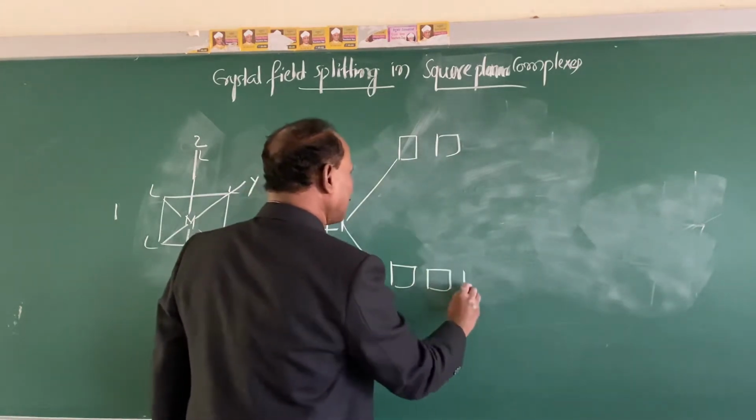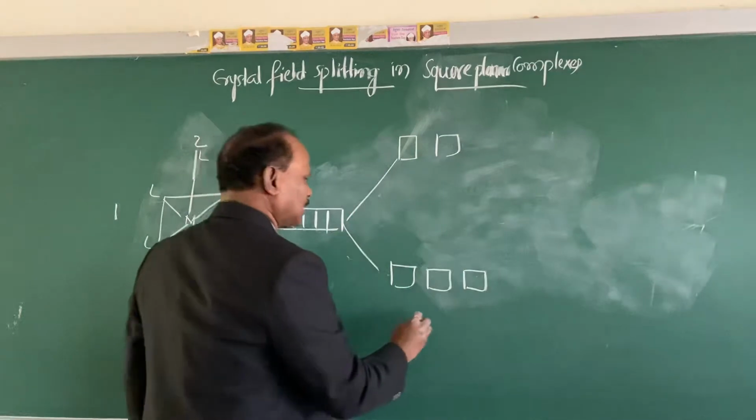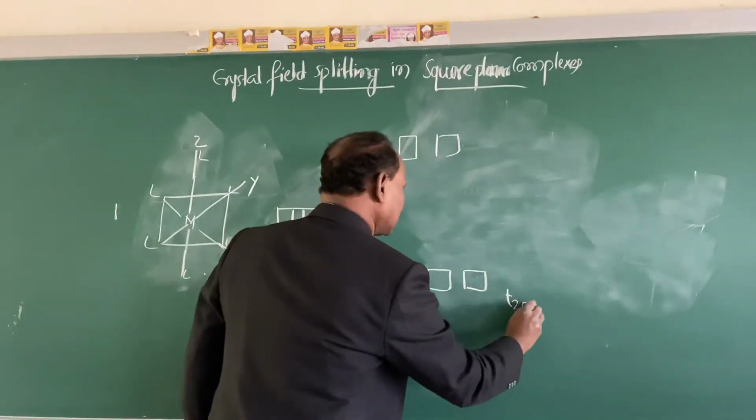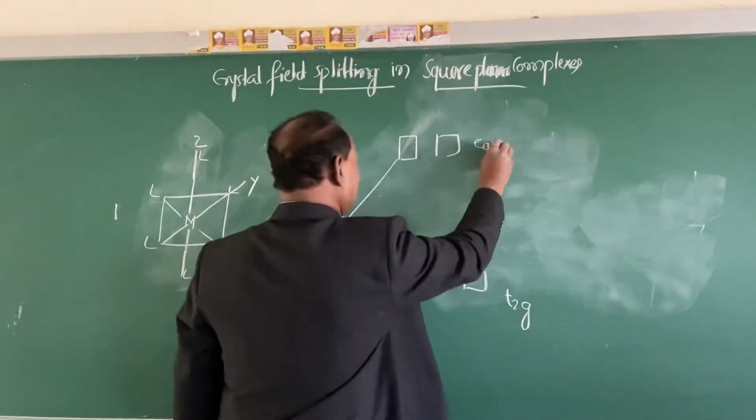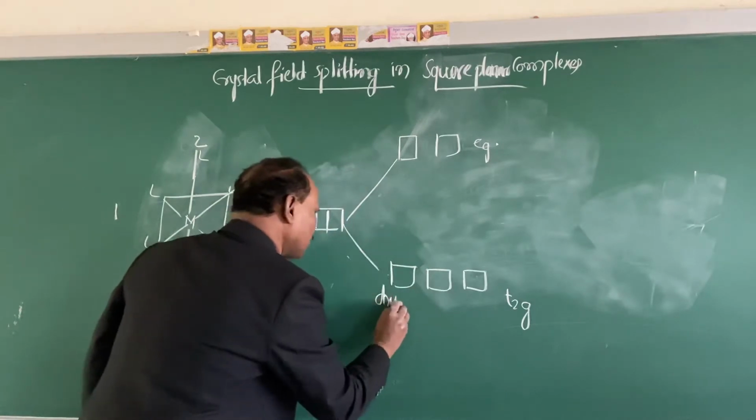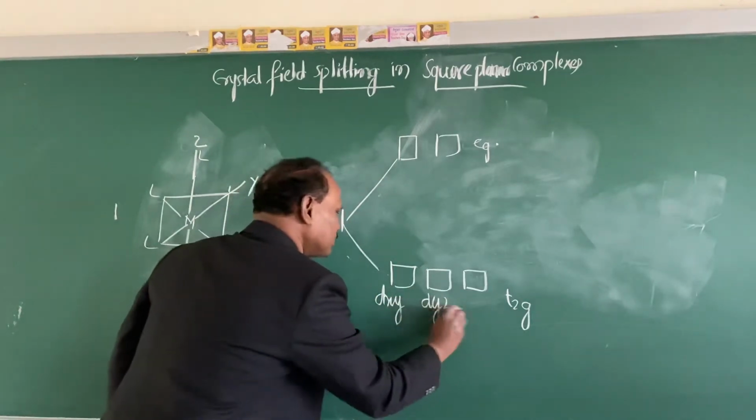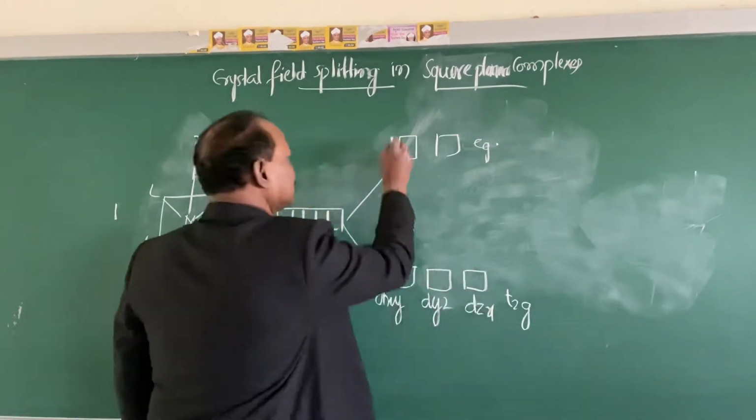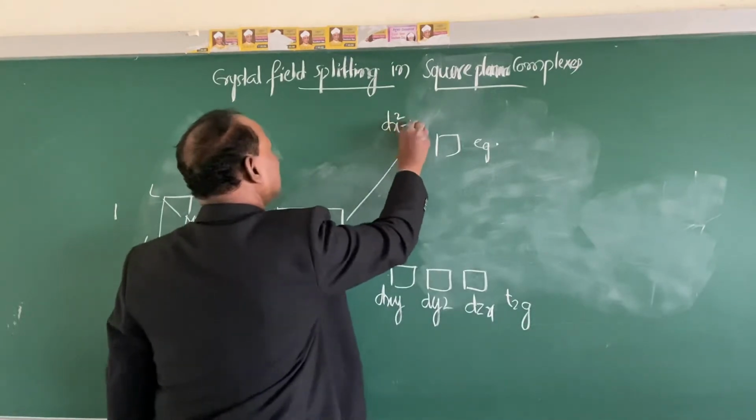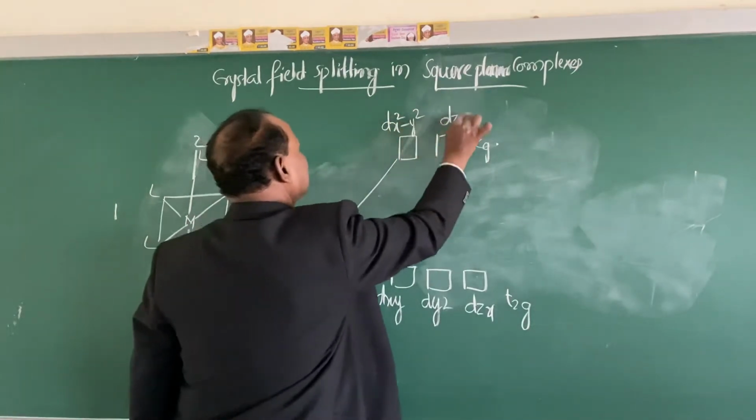So in case of the octahedral complexes, the splitting is like this. These are t2g orbitals and these are eg orbitals: dxy, dyz, and dzx. This is dx square minus y square and dz square orbitals.